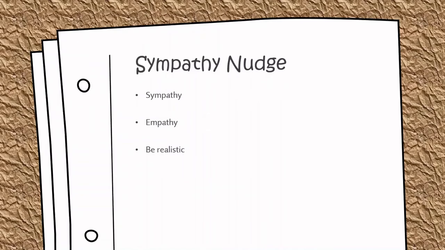Sympathy nudge. Sympathy involves understanding from your own perspective. Empathy involves putting yourself in the other person's shoes and understanding why they may have this resistance to improvements or automation. It is important to be realistic and understand the point of view of the team rather than imposing automation on them.